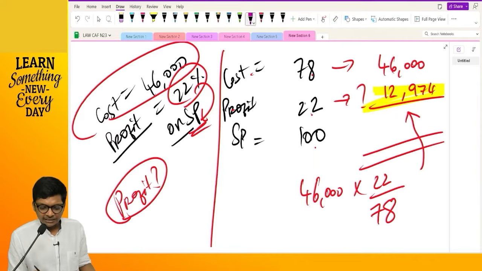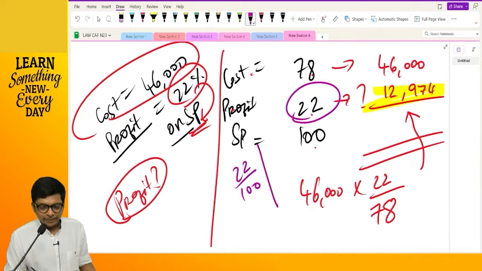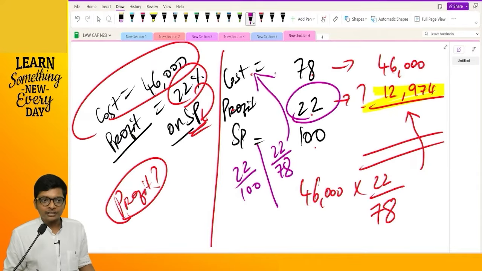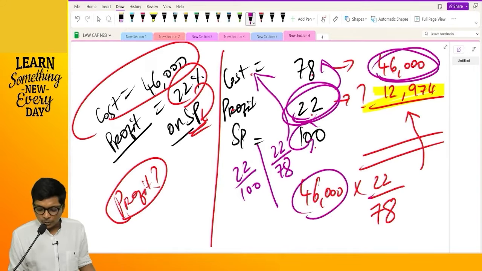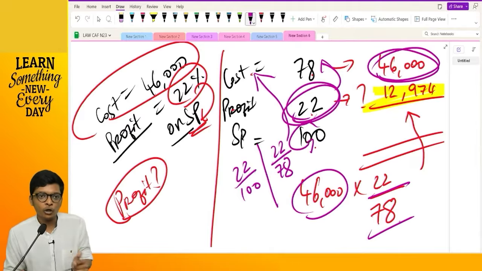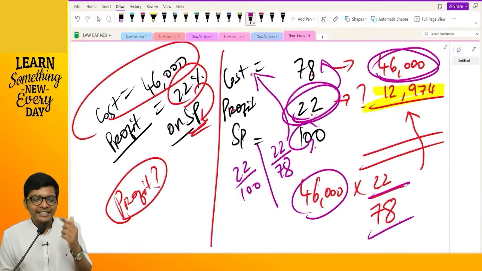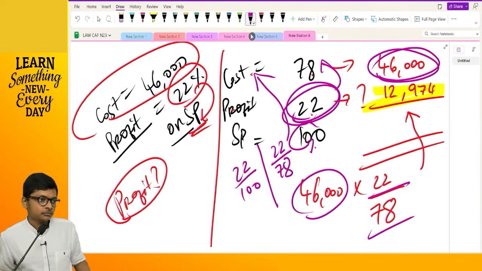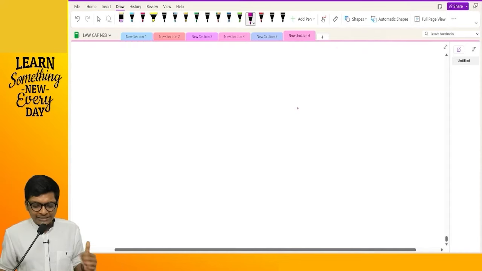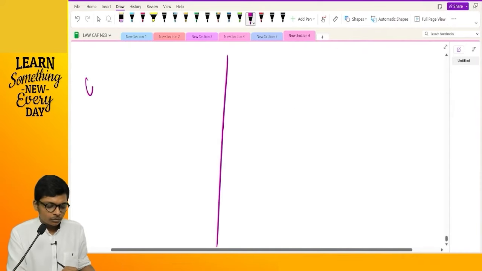In other words, profit here is 22% on selling price or 22 by 78 on cost. That's what, 22 by 78 or 22 by 100. Therefore, cost is given. So 46,000 into 22 by 78. Are you following? This is something I would remember till CA gets over. It will keep coming in inter also. Are you understanding, guys? Now this is the real shortcut. Now let's try numbers. See if you are getting it.